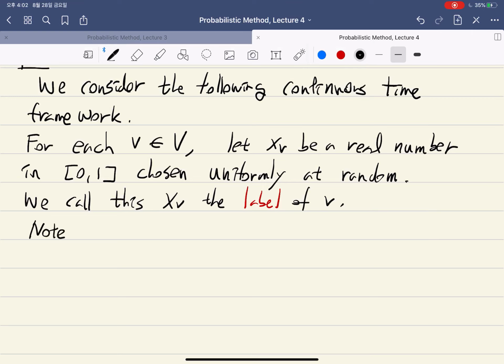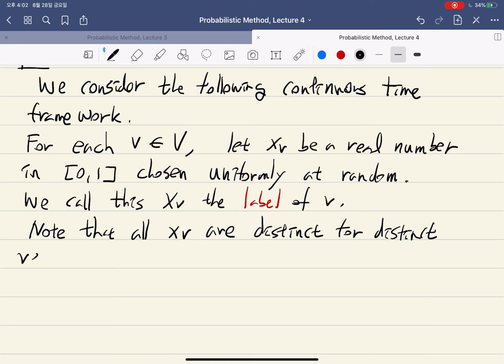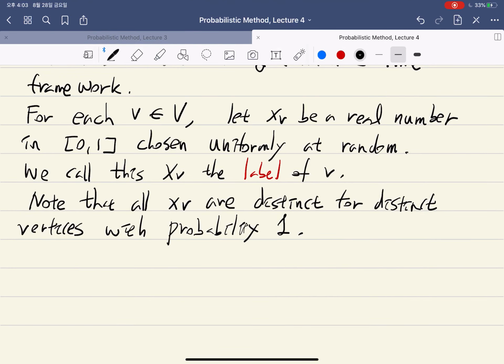And one thing we notice is that since there are finitely many vertices, the x_v are all distinct with probability 1. So we just forget the case where there are two vertices with the same label. Assume that doesn't happen. Because even if that happens, in our later computation those events have probability 0. Later we will show that something happens with positive probability, and even if you subtract or add the probability of an event which is 0, the answer doesn't change. We only care whether some event at the end is positive or not.